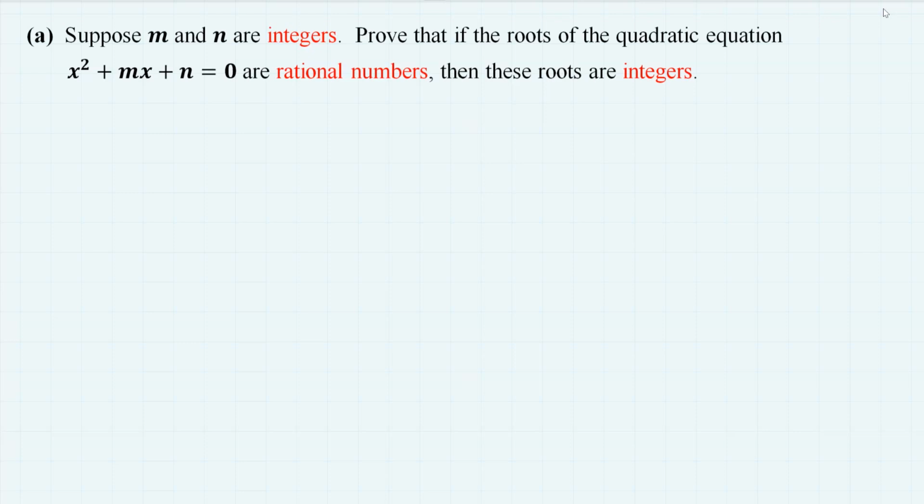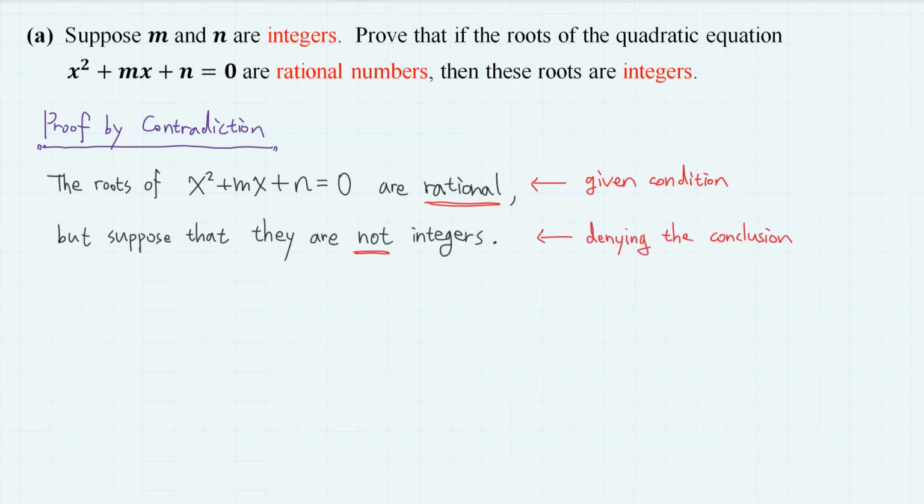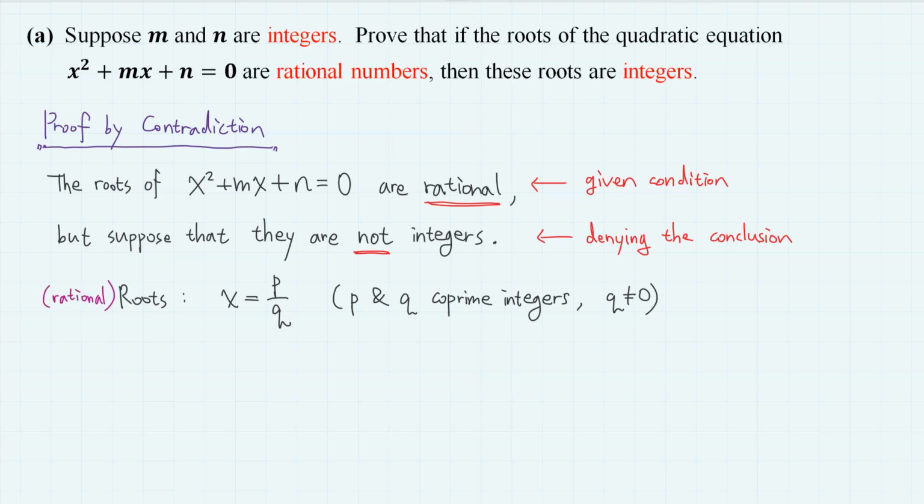For problem A, let us use the famous proof by contradiction. That is, the roots of the given equation are still rational numbers, because that's the condition given in the problem. But let us deny the conclusion and suppose that they are not integers. Then we can express the roots as x equals p over q, where p and q are co-prime integers and q is not equal to 0, because they are rational numbers. We will draw a contradiction from this assumption.